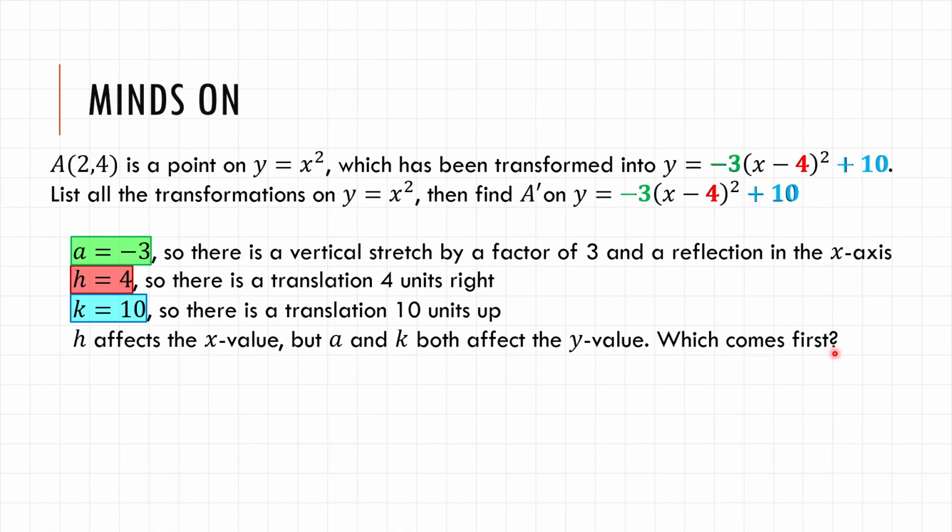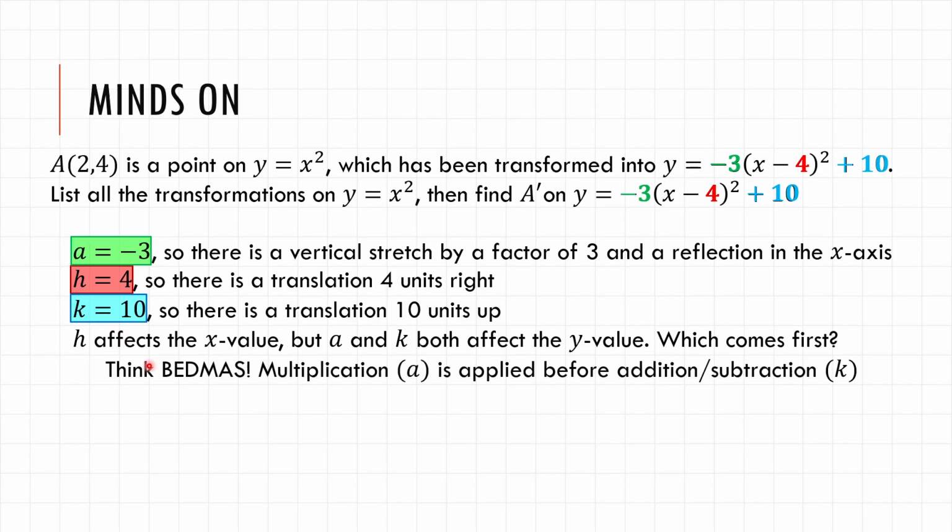Some good reasoning might lead you to believing that a comes before k because of BEDMAS. a is something that is being multiplied, whereas k is being added. It's not specifically for that reason, but it kind of is. Once we choose a value for x, -3 is multiplied by that before the 10 is added. And so a is applied, this vertical stretch and reflection, before the shift up or down that k does.